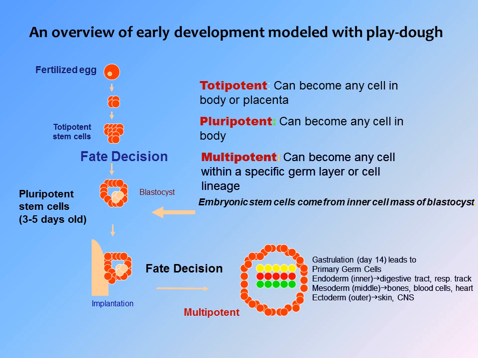So you have the formation of 3 layers: the outer layer, which is called ectoderm, the middle layer, which we call mesoderm, and the inner layer, which we call endoderm. Multipotent cells can become any cell within a specific germ layer or cell lineage.